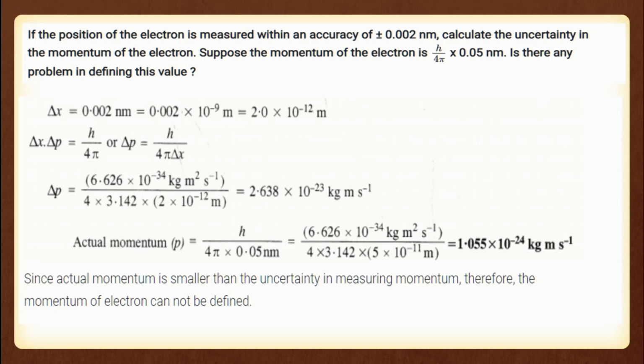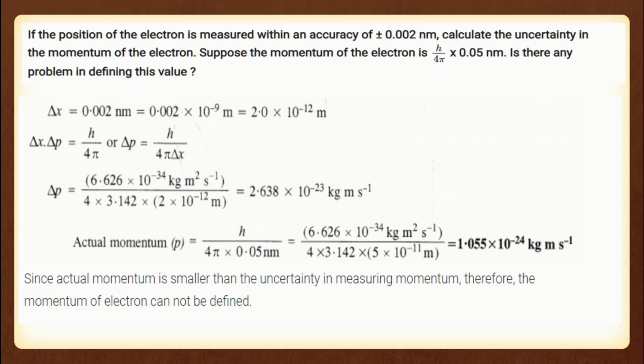The actual momentum P is equal to h by 4 pi into 0.05 nanometers. This is equal to 6.626 into 10 power minus 34 kg meter square per second divided by 4 into 3.142 into 5 into 10 power minus 11 meters, which is equal to 1.055 into 10 power minus 24 kg meter per second. Since the actual momentum is smaller than the uncertainty in measuring momentum, therefore the momentum of electron cannot be defined.